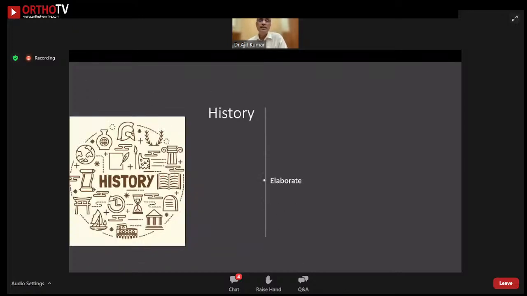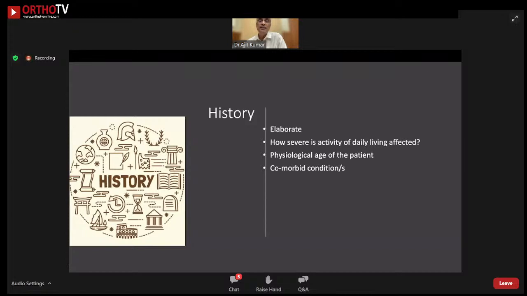So coming to the history, it's important to take a very detailed and elaborate history. You need to know the mode of onset, the progression of the symptoms, how impactful it is on the activities of daily living, what sort of treatment has been undertaken, whether any previous surgeries have happened or any other trauma has happened in the past, the physiological age of the patient, the comorbid conditions, in particular with regard to smoking, diabetes, and peripheral vascular disease. These are very crucial in the outcomes of total knee arthroplasty.